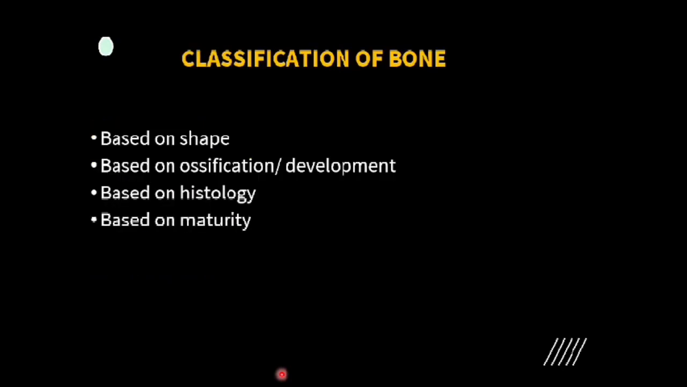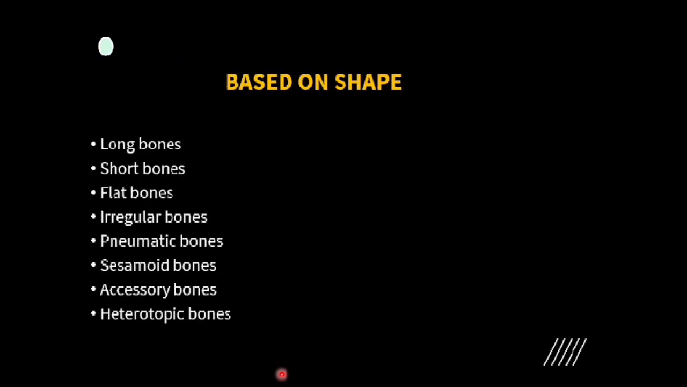Now let's see the various classifications of bone. We have already seen the classification based on the position, that is the axial skeleton and the appendicular skeleton. Now we have to see the classification based on shape, ossification or development, histology and maturity. Based on shape, you can divide bones as long bones, short bones, flat bones, irregular bones, pneumatic bones, sesamoid bones, accessory bones and heterotopic bones.